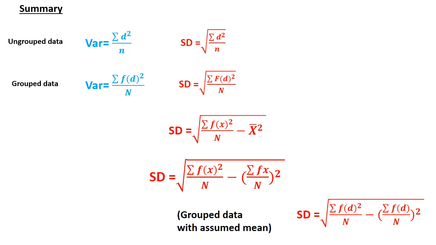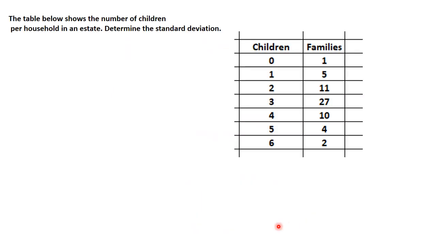Having said that, maybe it's important for us to get to an actual question. Let's start with a question that is a lot easier to handle. The table below shows the number of children per household in an estate, and we are supposed to determine the standard deviation. What we have here is families and children, the number of children that families have. Only one family had no child. 5 families had 1 child. 11 families had 2 children. 27 families had 3. 10 families had 4, 4 families had 5, and 2 families had 6 children.